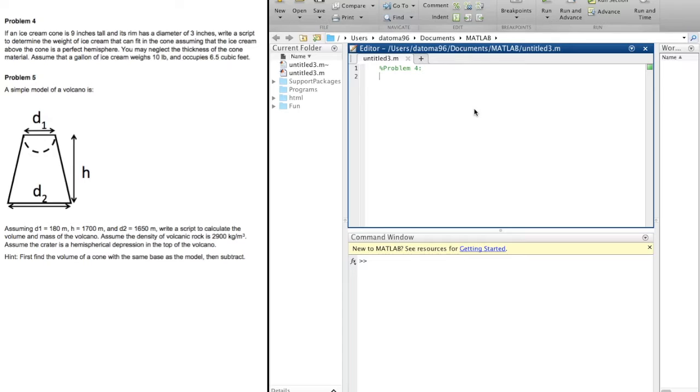So, again, define the variables of what you have. If the diameter is 3 inches, that means the radius would be 1.5 inches. Now, I'm just going to put the comment in inches. Height would be 9, and that's in inches. And what formula will we be using?